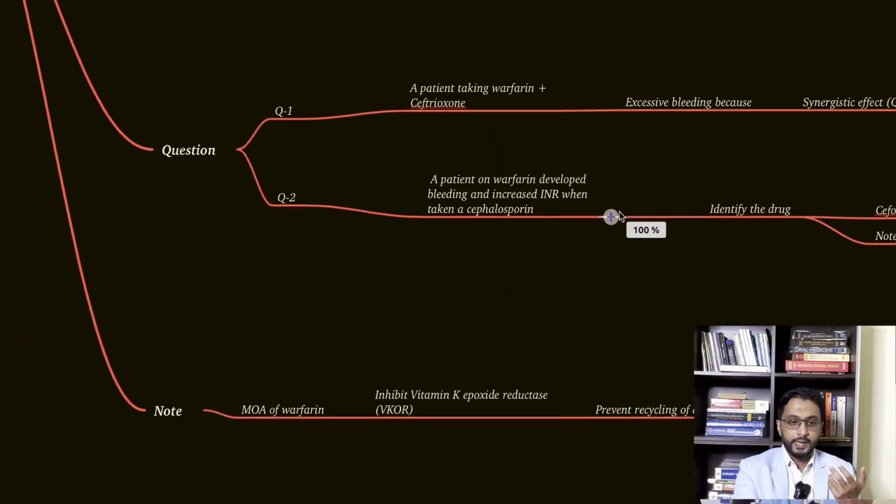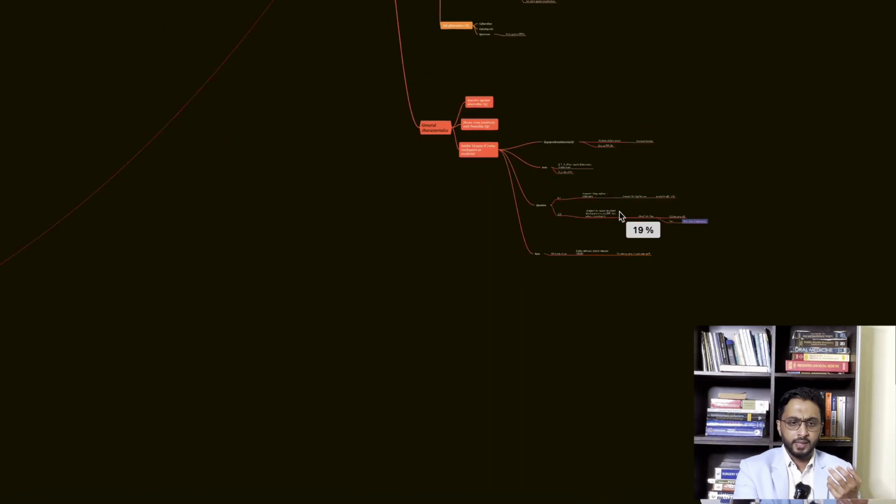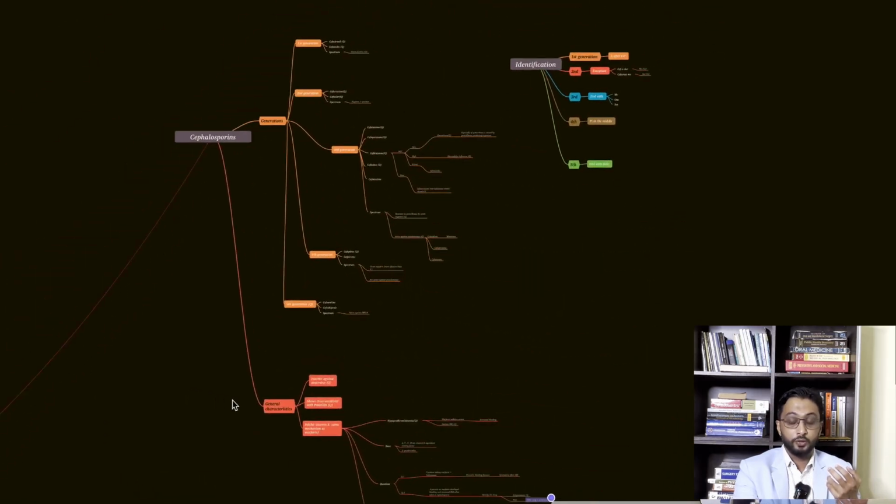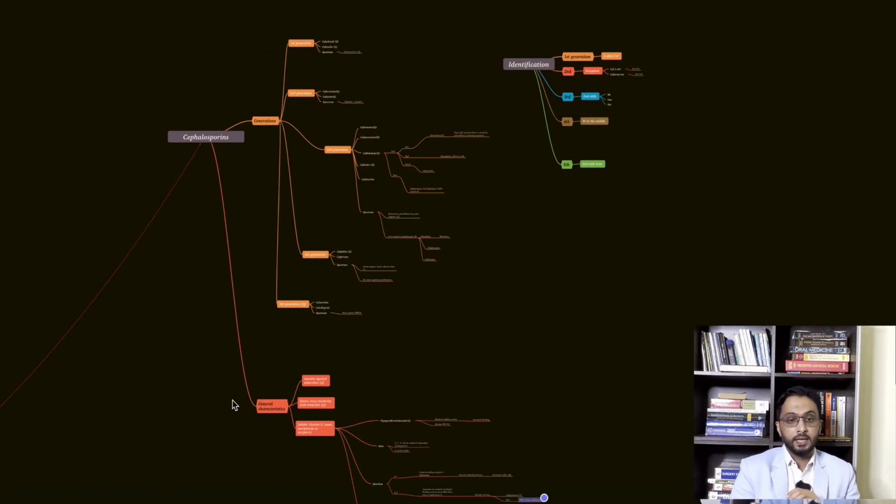So that will be the end of cephalosporins. I think we'll need one more session to complete the antibiotics and related things, because these are the key areas. What I've discussed so far is the most important area. What I'm going to discuss further has been asked very little. So hopefully, one more session and we'll be done with antibiotics.